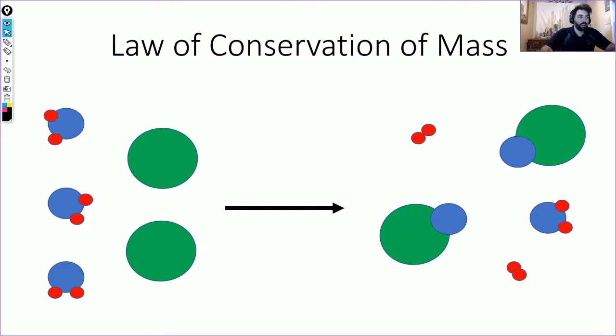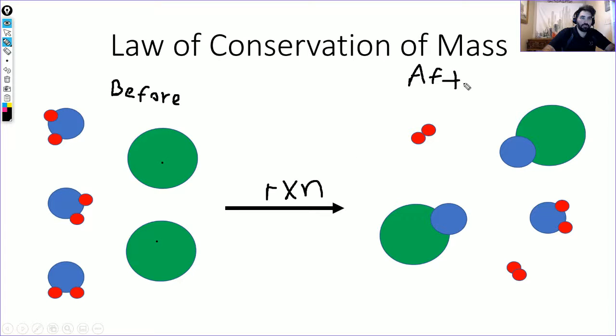Everything comes from somewhere. These two green circles are what I started with, and the reaction took place, and I ended up with two green circles. So I still have the circles. The problem is these things recombined. The left-hand side is always called before. The arrow is always the reaction, and then after the reaction. Before the reaction, I have two green circles. After the reaction, I have two green circles.